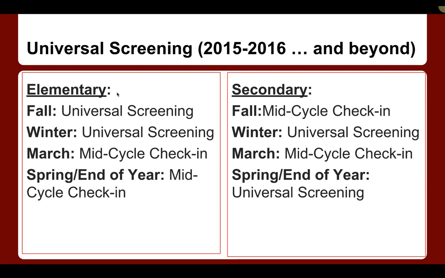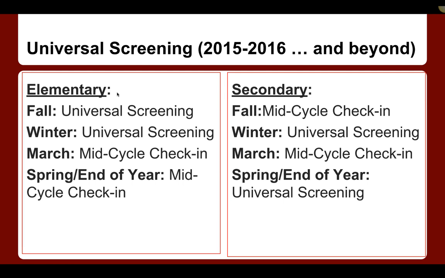Then in March, they would have a mid-cycle check-in. Again, students would just be dismissed. And in spring, at the end of the year, students would either be dismissed or continue on. So the students right now, this spring at the elementary level, if they need to continue in intervention, they will next year, but they would start intervention when all the kids start intervention after the universal screening process.